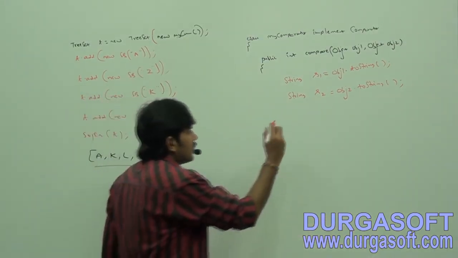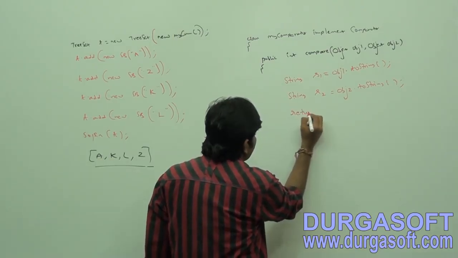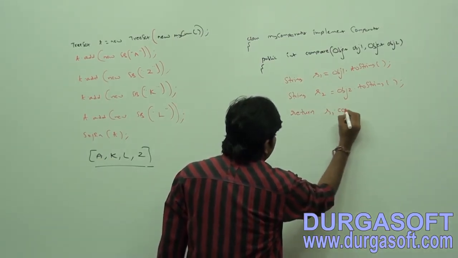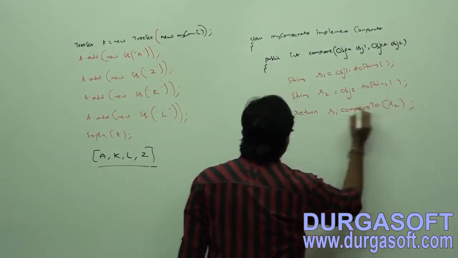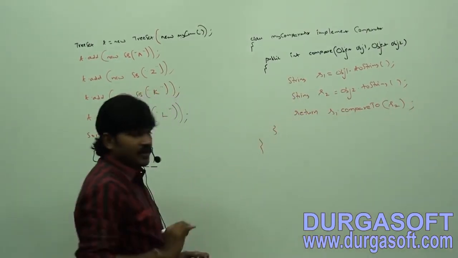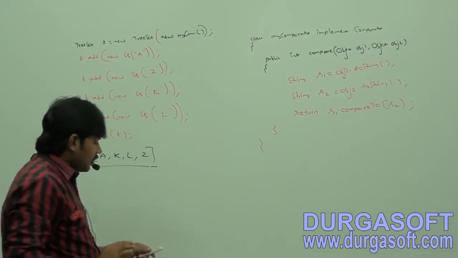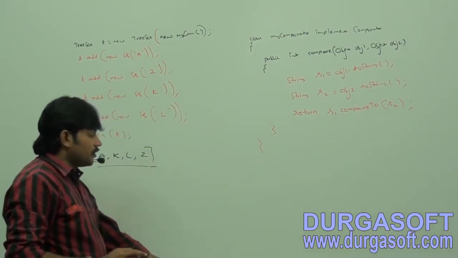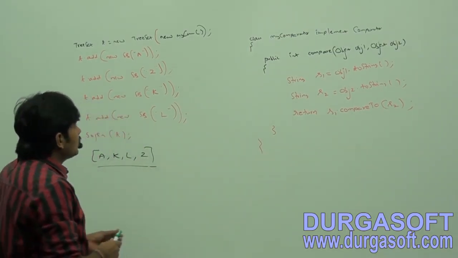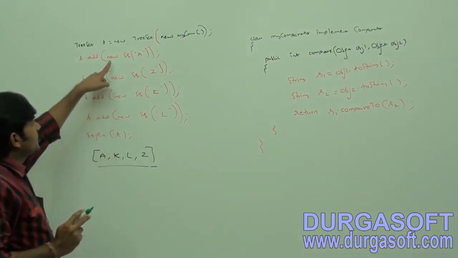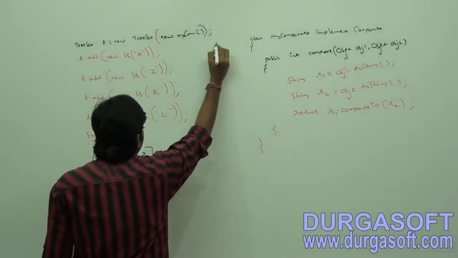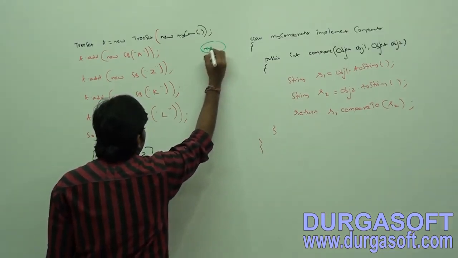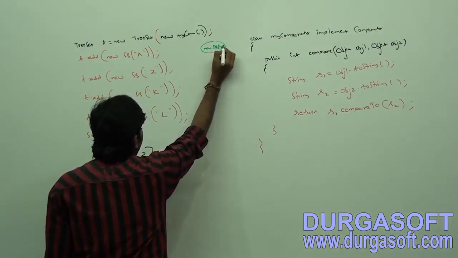Just observe what I have to return: s1.compareTo(s2). You people may get confused, so just listen. Observe this one. What is the first object? new StringBuffer("A"). Sir, new StringBuffer("A") is already added.